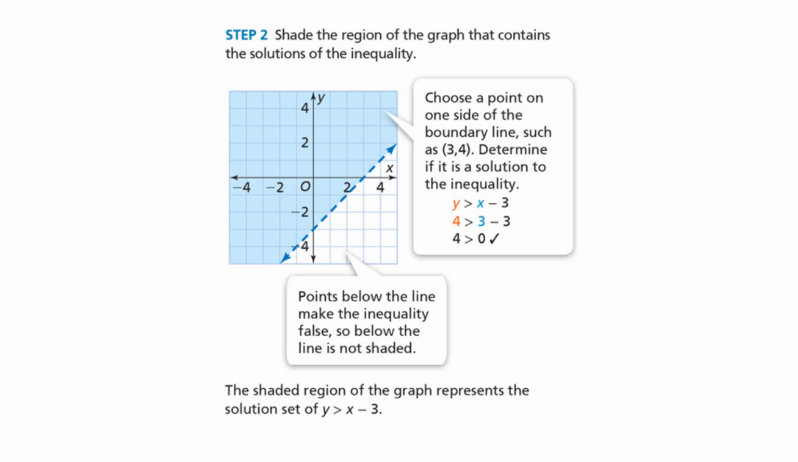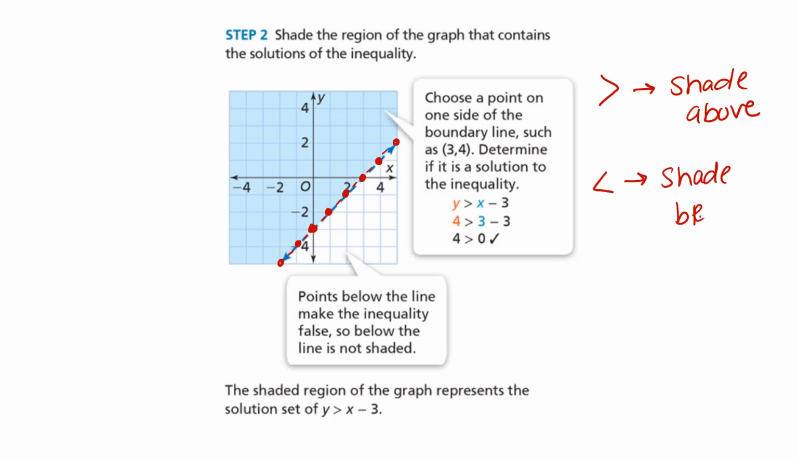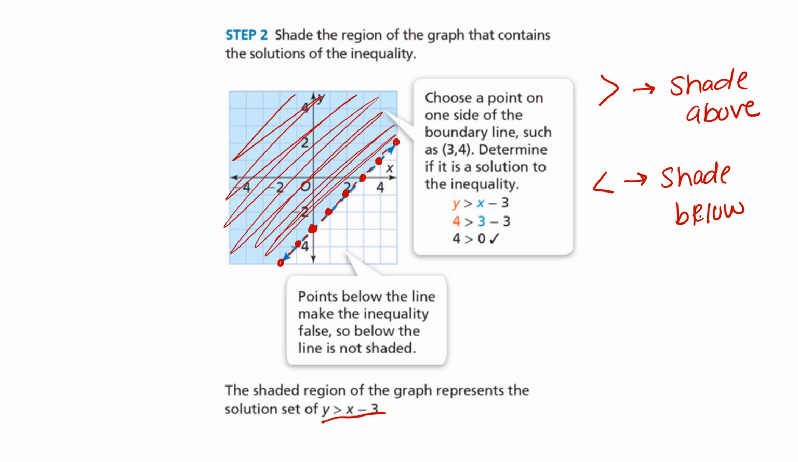The last part of graphing an inequality is the shading. So we've graphed all of our points that we started out with. We went ahead and did our dotted line to show that it's just a greater than symbol. If it is greater than, we're going to shade above the line. If it's a less than symbol, we're going to shade below the line. So because our equation is y is greater than x minus 3, we shade everything above the line on the graph.